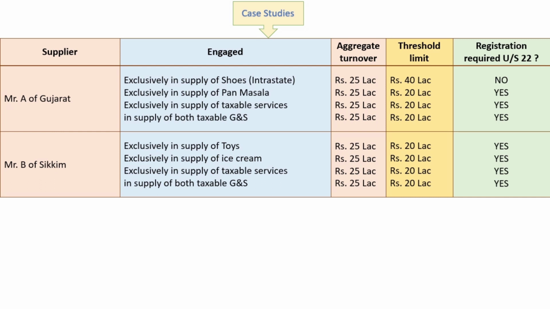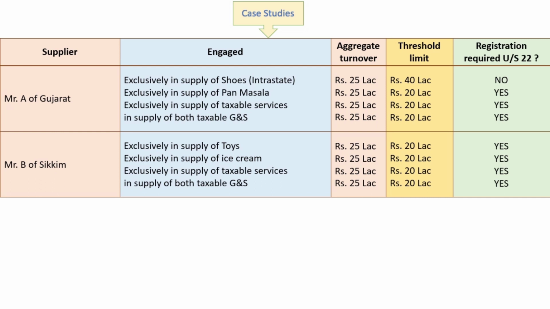Now Mr. B of Sikkim exclusively engaged in supply of taxable services, only services. In this case his aggregate turnover is 25 lakh but applicable threshold limit is 20 lakh. In this case also his aggregate turnover is more than applicable threshold limit. So he is liable for registration.